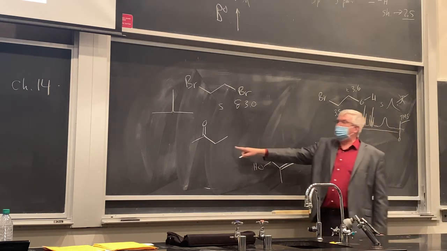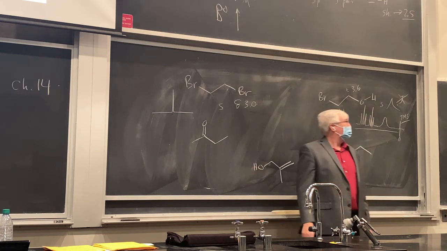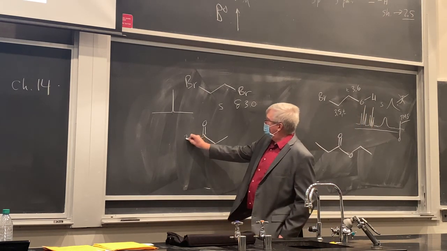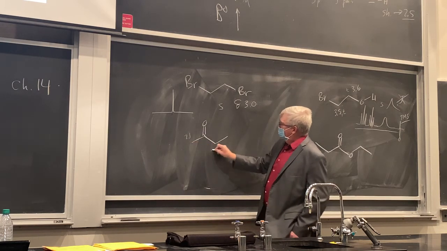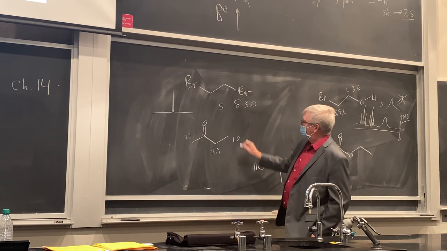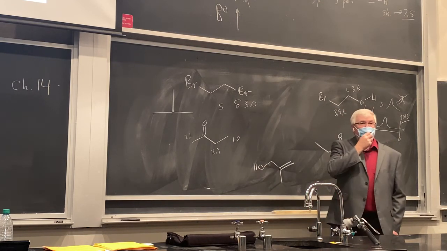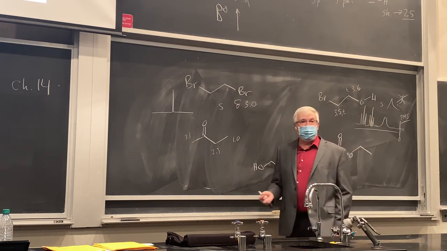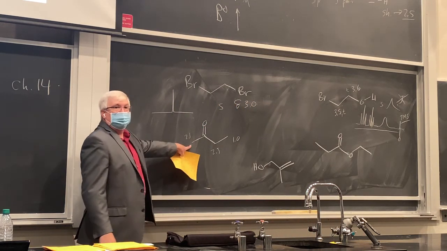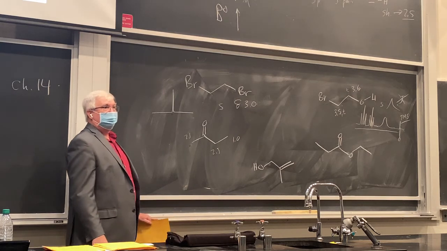Okay, how about this one? How many sets here for this ketone? 3, very good. And where will they be? Maybe 2.1 here. This one about 2.5. And this one down here around 1. So kind of see where they're going to be. And then combined with the IR data, that would really help you out. What about multiplicities here for this one? How many neighbors?